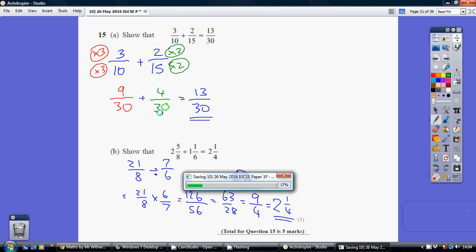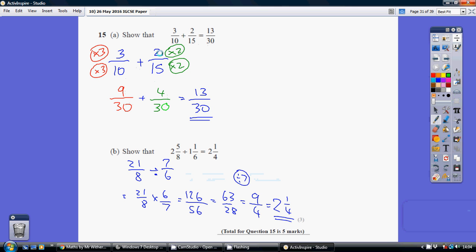We've got to also change 2 over 15 to being something over 30. How do we convert 15 into 30? We multiply it by 2. So to keep the fraction unchanged, we've also got to multiply the numerator by 2. 2 2s are 4. So 3 over 10 is the same as 9 over 30, and 4 over 30 is the equivalent of 2 over 15. Now that we've got the common denominator, we can just add the numerators. 9 and 4 is 13. So 13 over 30, which is what we had to show.